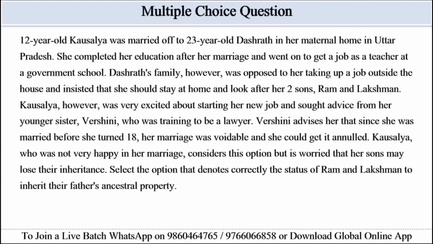Next question is, 12-year-old Kausalya was married off to 23-year-old Dasharath in her maternal home in Uttar Pradesh. She completed her education after her marriage and went on to get a job as a teacher at a government school. Dasharath's family, however, was opposed to her taking up a job outside the house and insisted that she should stay at home and look after her two sons, Ram and Lakshman.